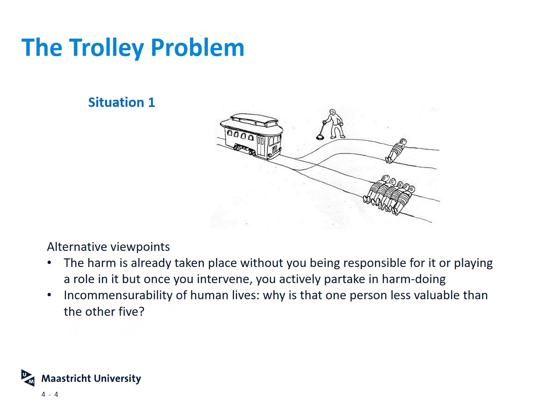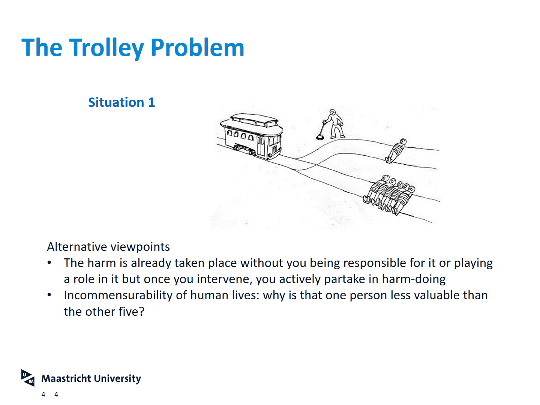Some alternative viewpoints can be, you know what? I'm not God. I'm not the judge that decides who is to live or die. The harm has already taken place and I'm not responsible for it. So once I intervene, I'm playing a role and I actively partake in harm doing, and I decide to kill that one person and not the 5 others. So morally, I can't justify that for myself because I am going to actively kill somebody and I don't want to do that.